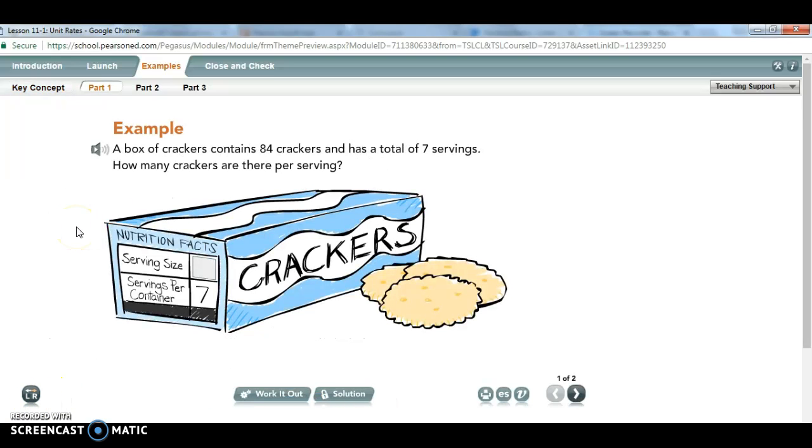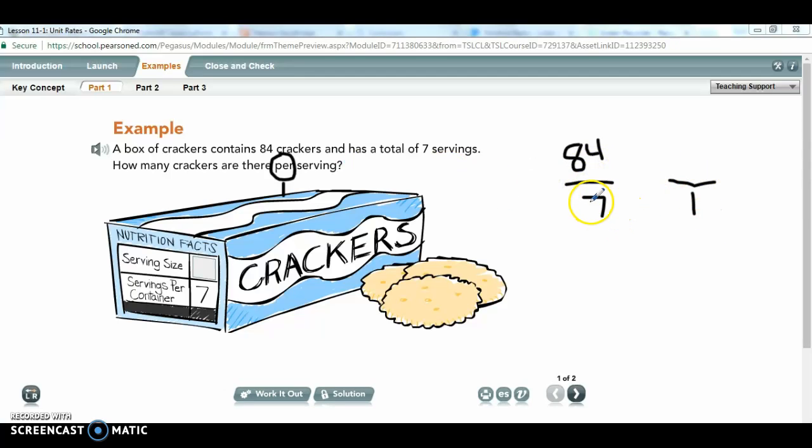Here's our part 1 example problem. A box of crackers contains 84 crackers and has a total of 7 servings. How many crackers are there per serving? So if we wrote this as a fraction, because we learned about ratios and writing it as a fraction can be one possible way to write it out. We want to know what would this equal if we had that denominator as 1, because it said per serving. So per means we want it for 1 serving, because again we said per means 1.